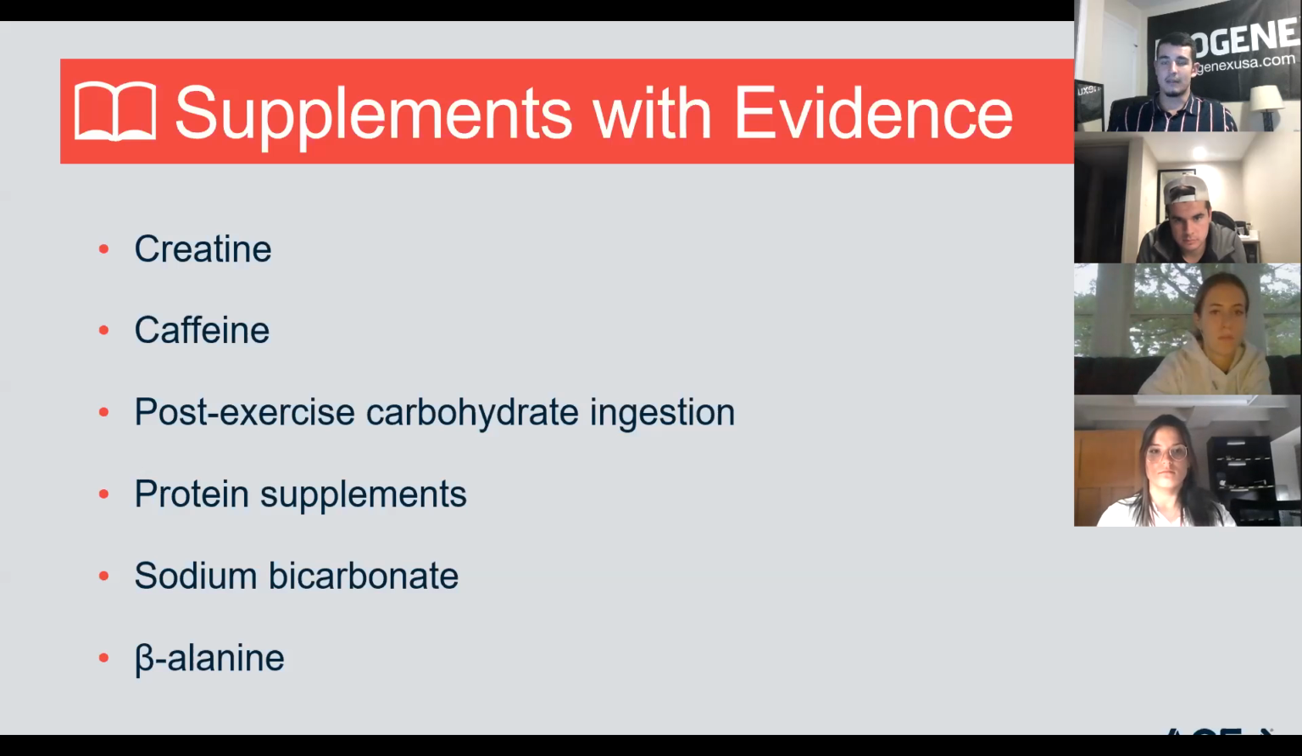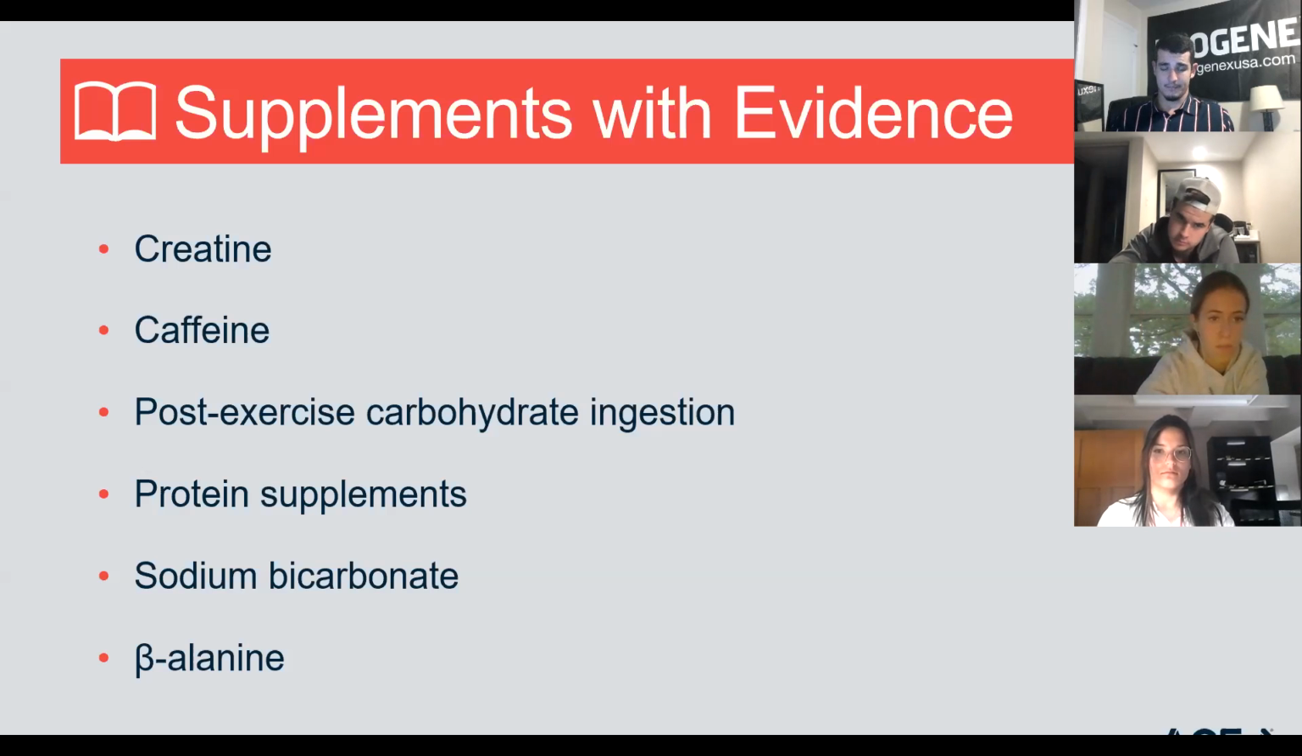Carbs, I wouldn't even say that really falls in the supplement category, as well as protein. To me, that's food. It's not really supplements. So, of course it works. It's food.